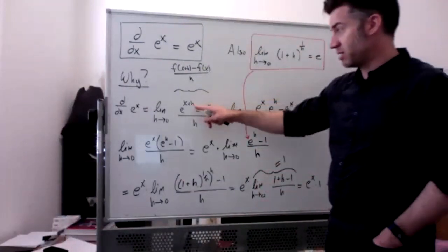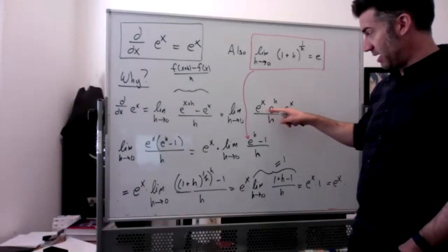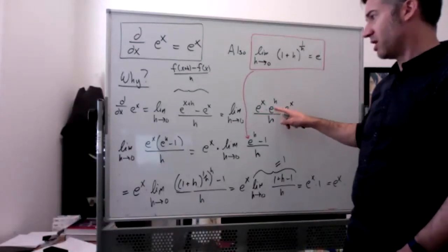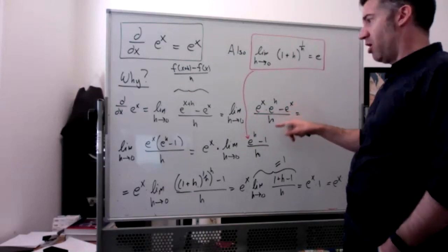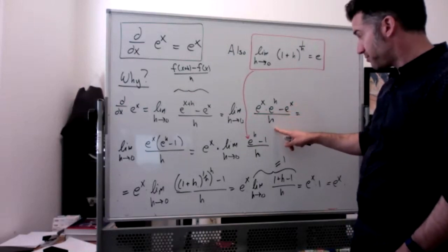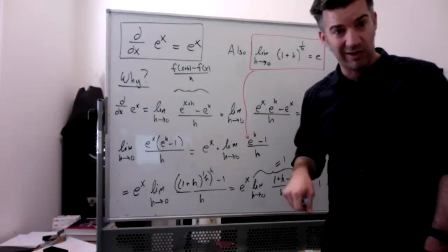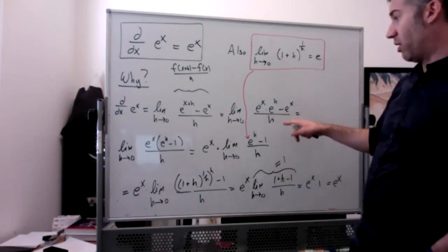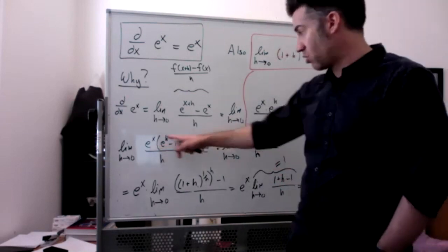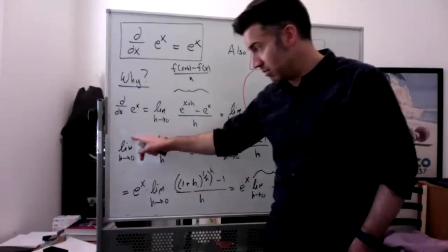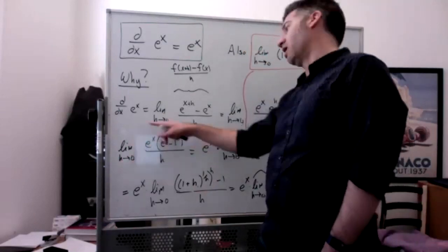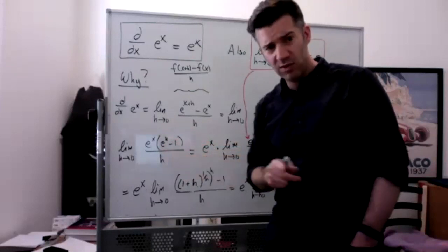So e to the x plus h, I'm going to rewrite as e to the x times e to the h. So then I've got the limit as h goes to 0 of e to the x times e to the h minus e to the x, all over h. And then I factor out e to the x from the top. So now the top is e to the x times the quantity e to the h minus 1. Still the same expression, right? It's the limit as h goes to 0 of e to the x times e to the h minus 1, over h.